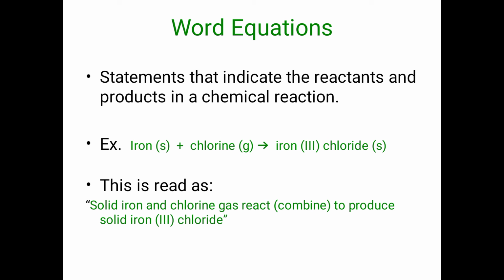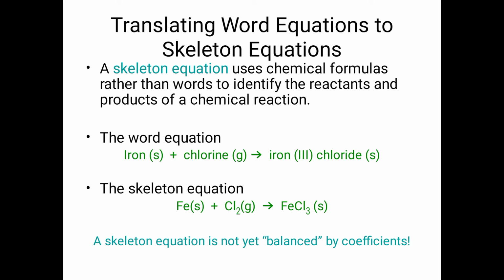Here no symbols are represented. This word equation is translated to its symbolic form, which is also known as a skeletal equation, where we use the symbols of the elements as well as the chemical formulae of the compounds which are reacting or formed to produce products.